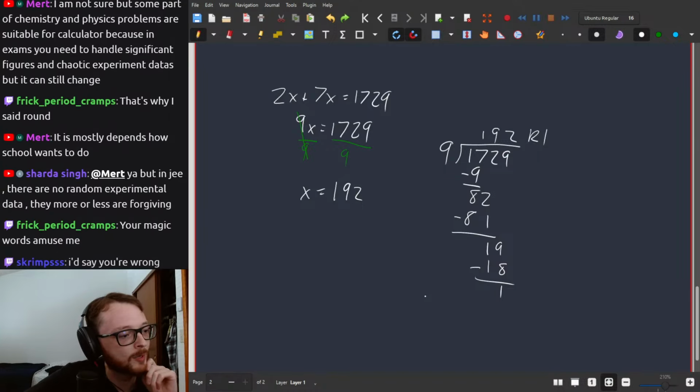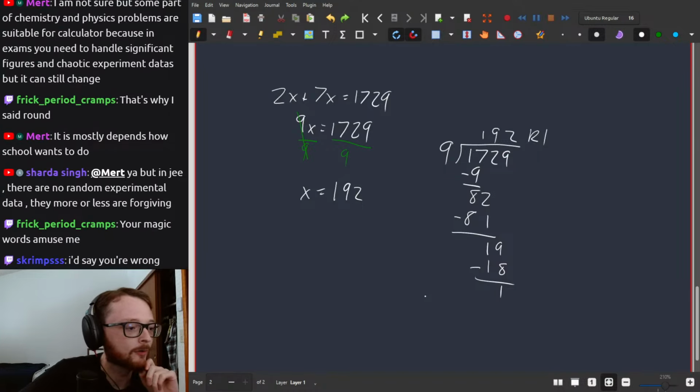Some part of chemistry and physics problems are suitable for calculators, and in exams you need to handle significant figures, and chaotic experiment data can still change. Yeah, that's fair, Mert.